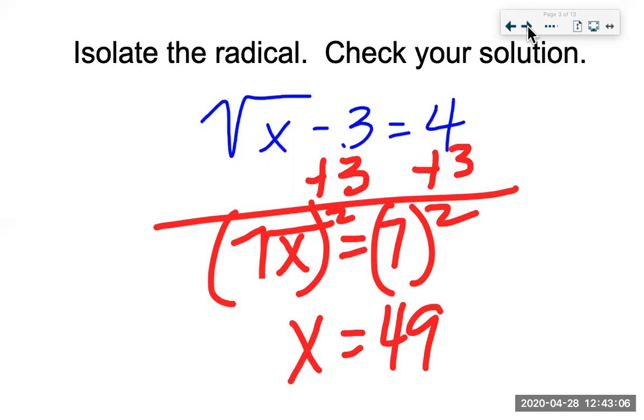And now when we check it, we'll replace x with 49. The square root of 49 is 7, minus 3 does equal 4. So that is a correct solution.